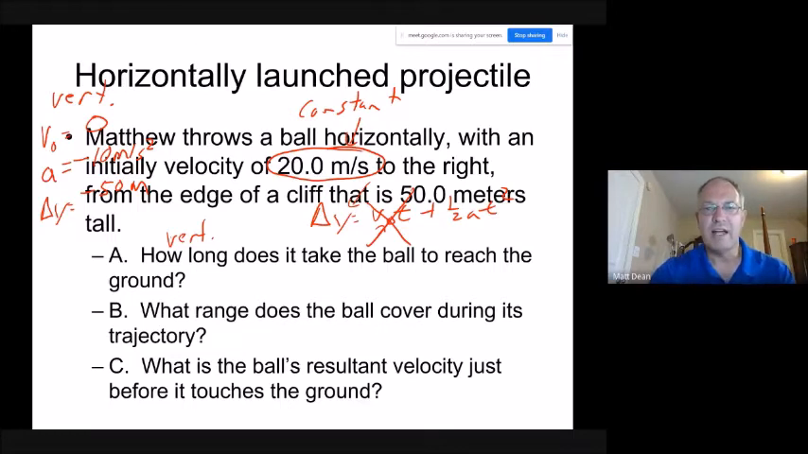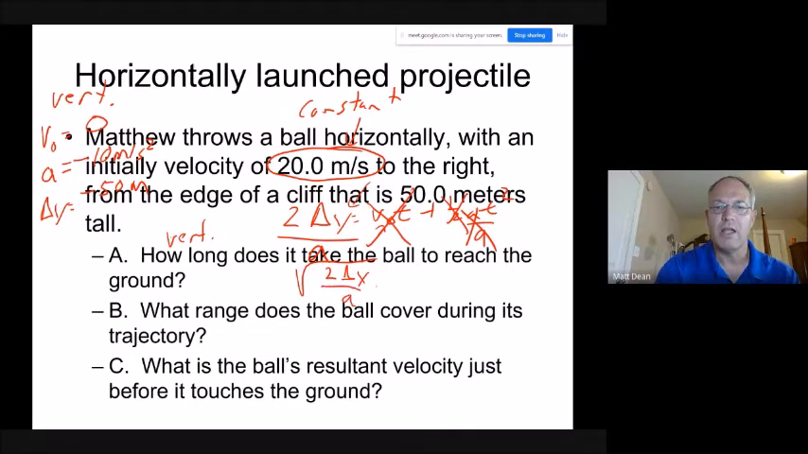So we're trying to find time. So let's first of all multiply both sides by 2 to get rid of this 1/2. Let's then divide both sides by a to get rid of that a. And then we've got t squared is equal to this. So let's take the square root of both sides. So the square root of 2 delta y over a is going to be equal to t. Well, let's plug in what we know.